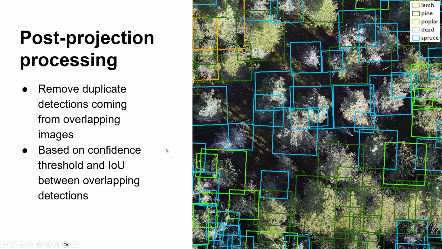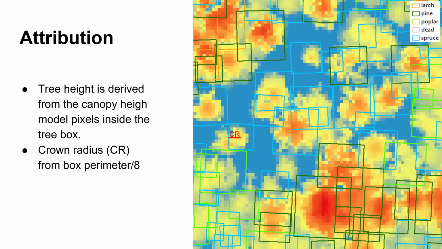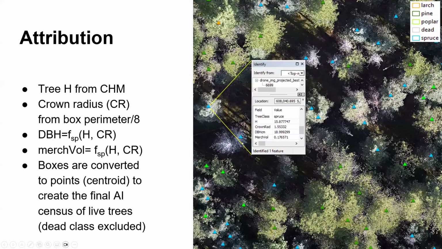Now, however, we had to add more attributes. We now had the location of the trees, their crown size, and the species, and now we can add the height using the CHM, and we can use as crown radius the half width of the box, that is the perimeter divided by 8. Once we have the crown radius and the height, we can get DBH through published allometric equations. And with DBH and height, we can get the merchantable volume of the tree.